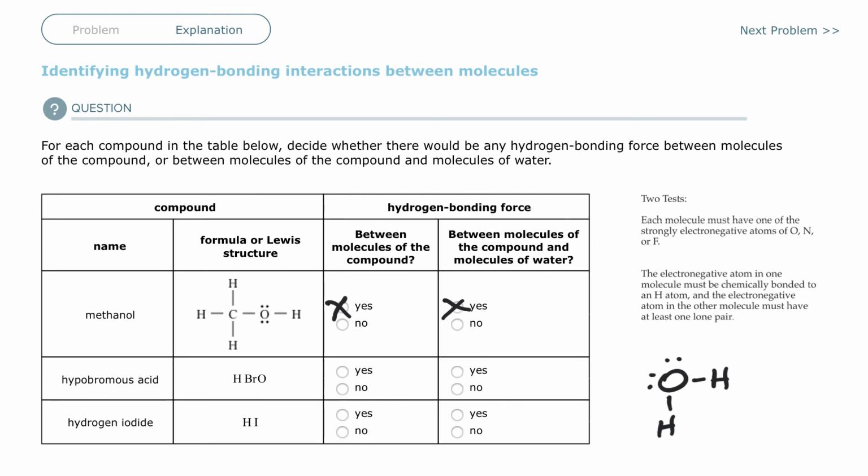So this one has got oxygen. It's got Br. It's got O. I would say yes. It would certainly react with water because the water has a lone pair on the oxygen.